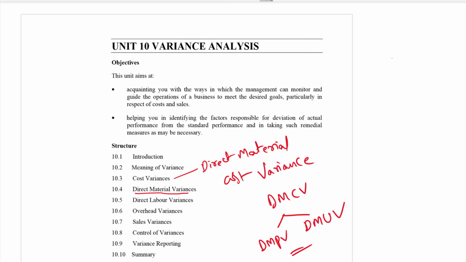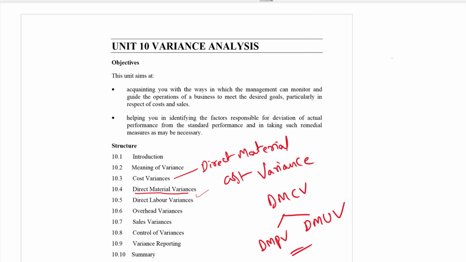Okay, we are doing unit number 10, variance analysis. In the previous video, we have seen direct material variances, how the cost of input materials is changing, the rate of materials and volume of materials, how they are changing. An estimation can be done by using direct material variance.